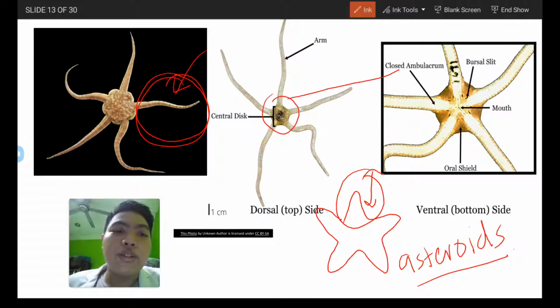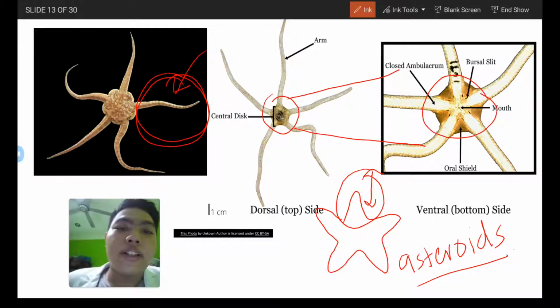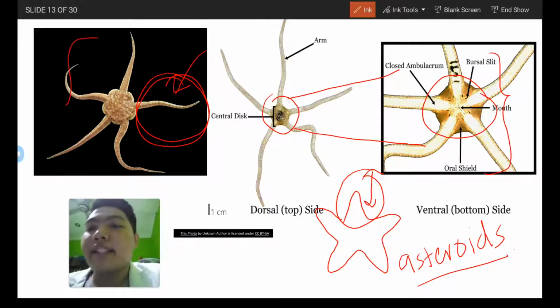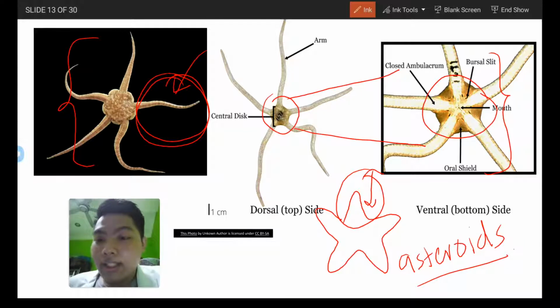This is the zoomed version of the central disc. This is the mouth. This is called the oral side. Remember again, this is the oral side, and this is the aboral side. So at the center is the mouth. This is a closed umbilicum. The white part is the closed umbilicum.